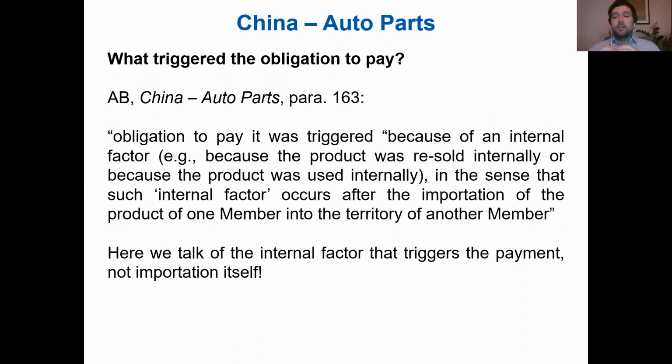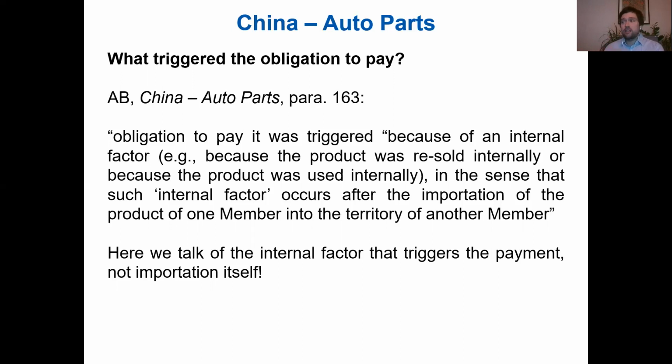So what is the principle that has been developed by the Appellate Body in this China Auto Parts case? They were trying to make this borderline between border measures and internal measures. And the underlying principle here is what triggers the obligation to pay. In order to make this qualification, you need to understand what is the event that triggers the payment. If it's the question of crossing the border, it will be the border measure. If it's the importation that we pay for, it is a border measure; if it's some internal event that actually triggers the payment, then it is already an internal measure.